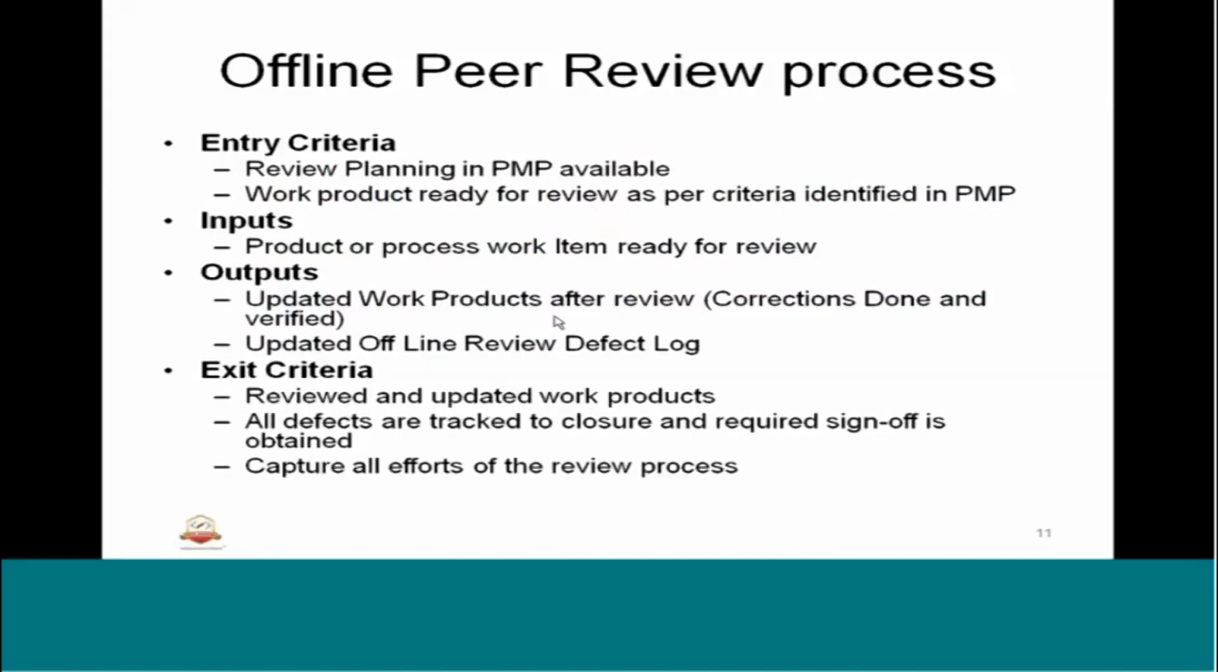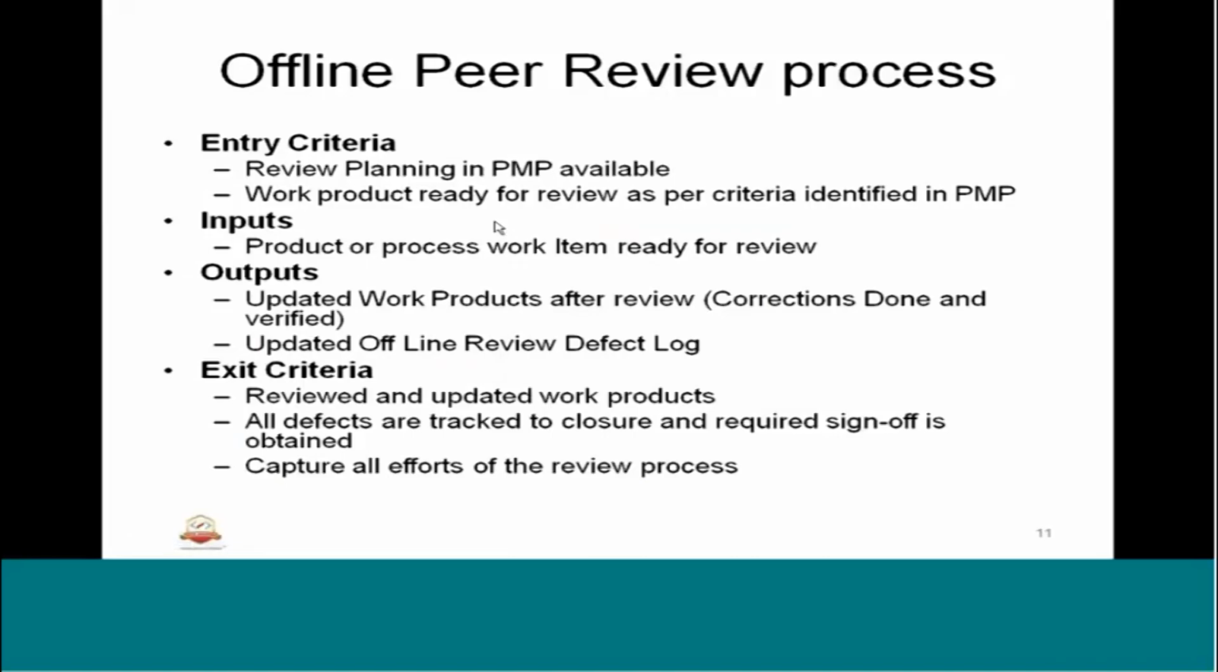Okay, let us see the next ones of the offline peer review, such as entry criteria, how we are going to enter into the offline peer review. We took an example of project management, how it's going to be offline peer reviewed. So review planning in PMP is available. Work product ready for review as per the criteria identified in PMP. Inputs: product or process work item ready for review. Outputs: updated work products after review.